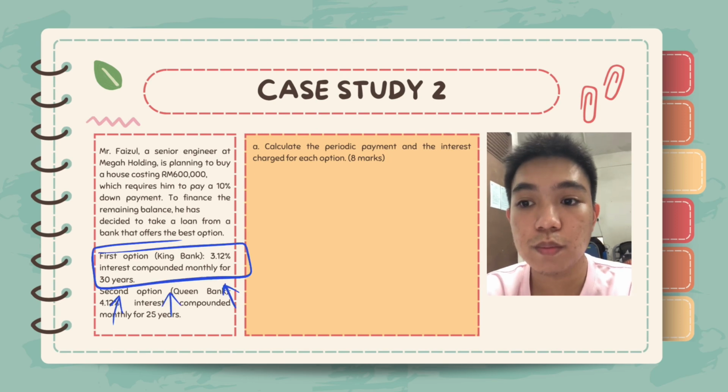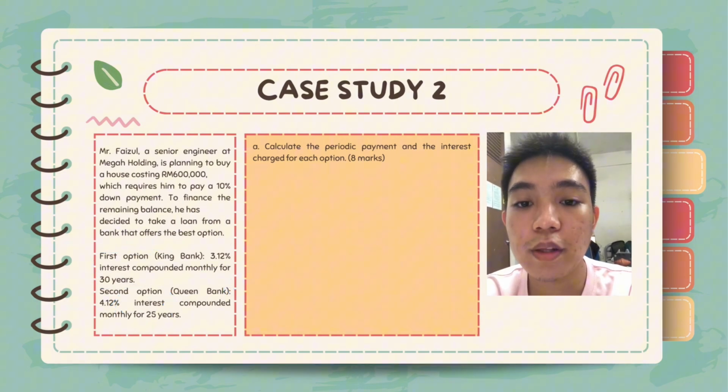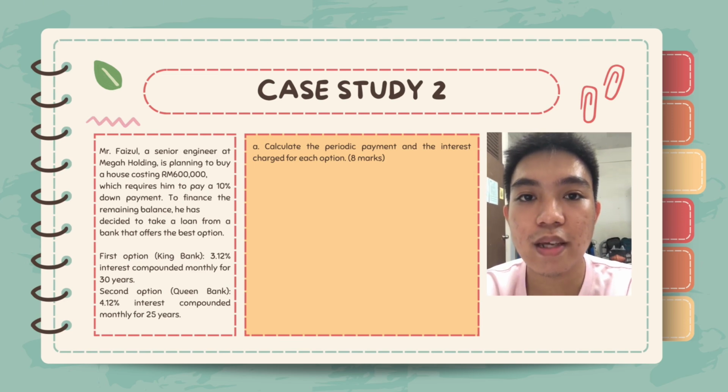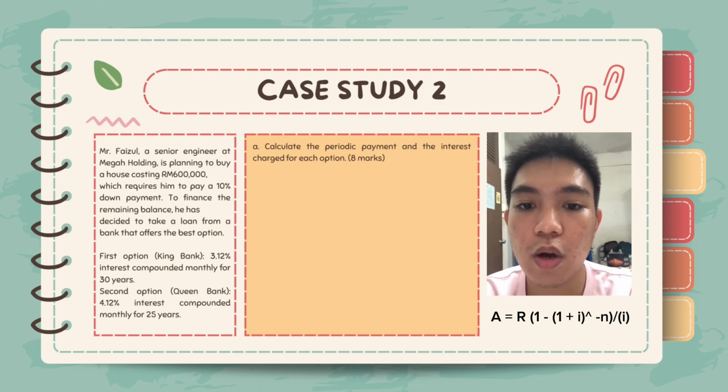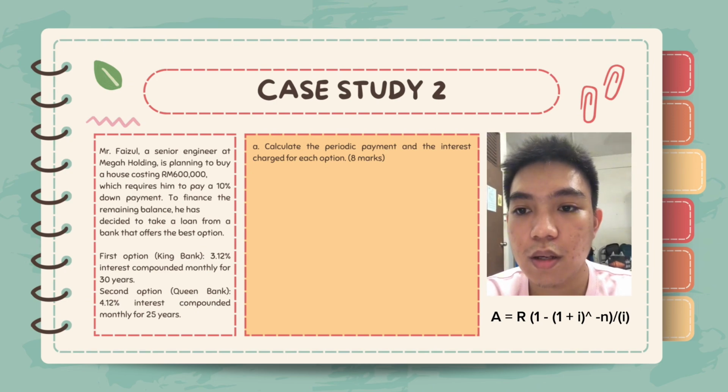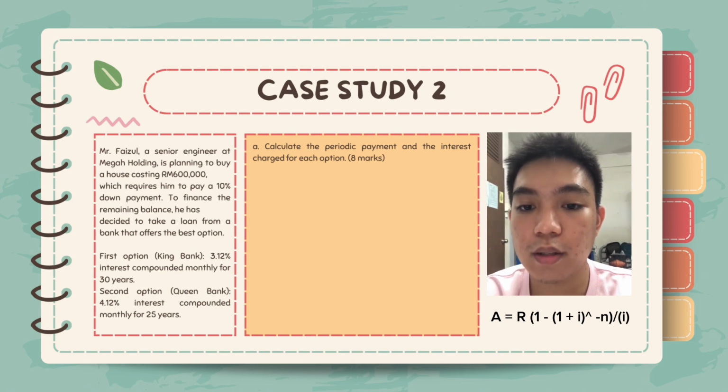Case study 2. King Bank offers 3.12% interest that is compounded monthly for 30 years. When there's the keyword compounded, it usually means chapter 4. Therefore, we are going to use the annuity formula, A equals R and so on. The A equals R formula is also a loan formula because the question says that Mr. Faizul is going to loan from a bank. So we are using the present value formula.